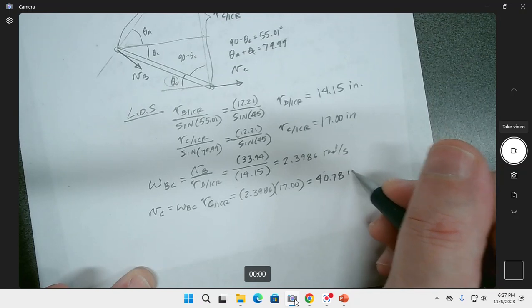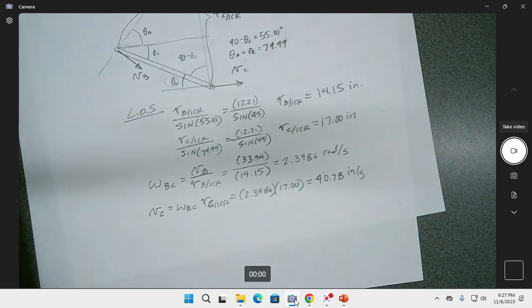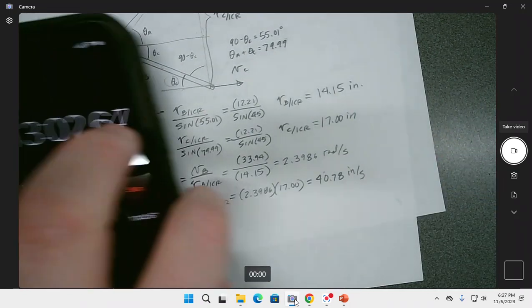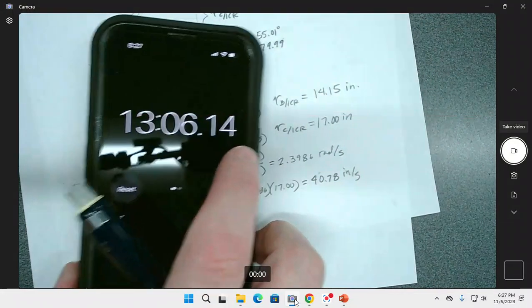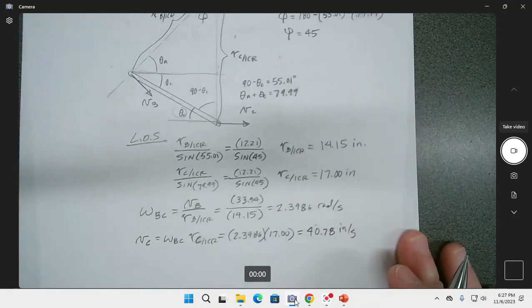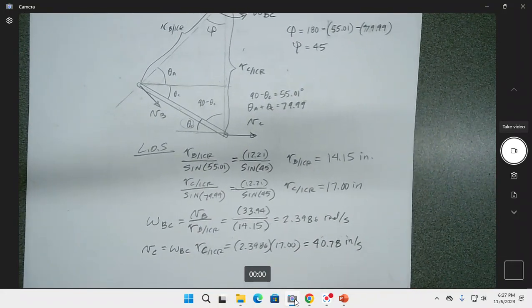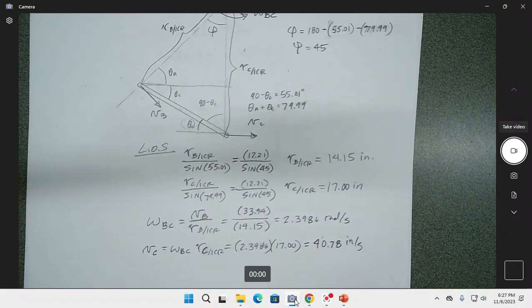40.78 inches per second. So how did we do? Boom. 13 minutes because I talked too much and messed around with the angles too much. So the vector math was a lot faster, huh?